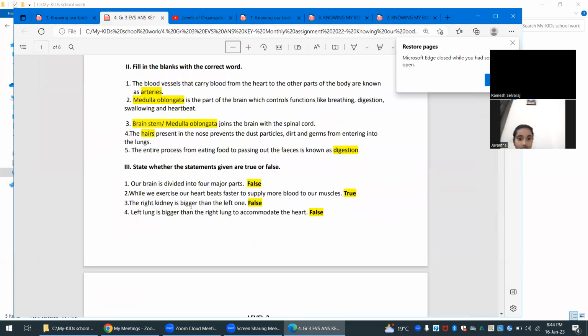The right kidney is bigger than the left one. Is it true? False. Because both kidneys are the same shape and same height.